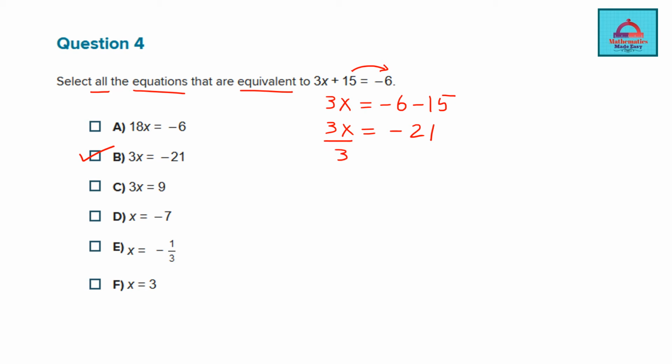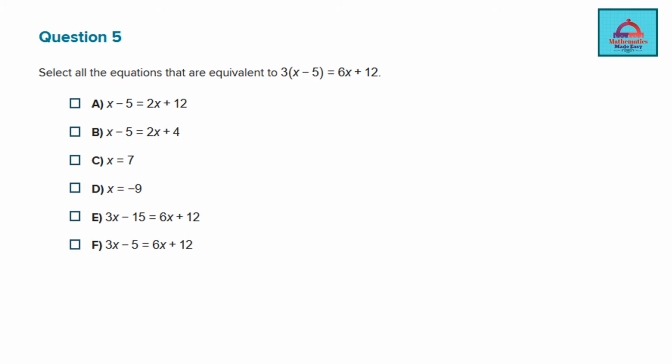Now you divide by 3 on both sides. So x is equal to minus 7. So this is the second correct answer. So these are the two correct answers for this question. Other options are given to confuse you. They are not the right answer.